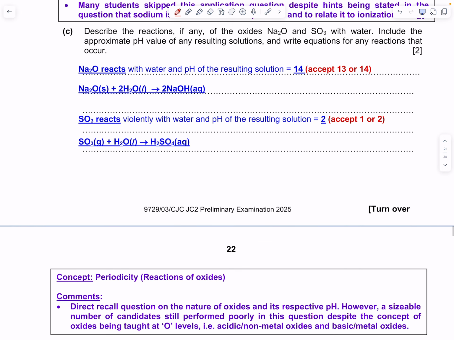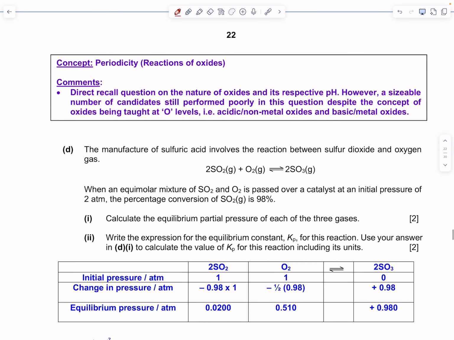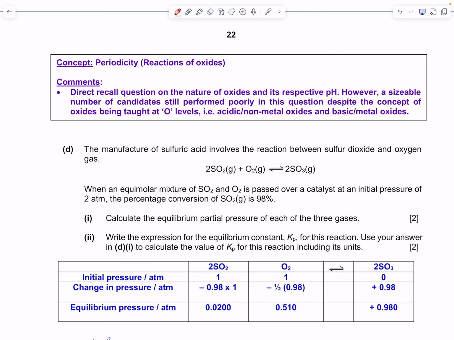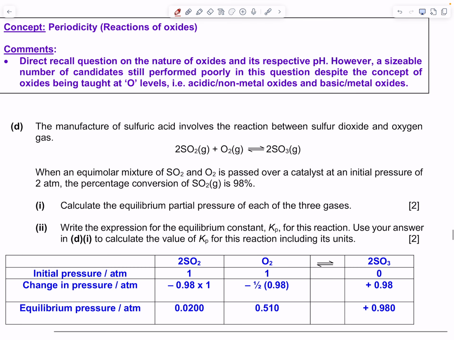Alright, any questions here? No, I shall move on. Now, this particular question is quite disappointing because the question was actually very, very simple. Why is it very, very simple? Because if you read the first line, you realize that the first line is not very important other than the equation.